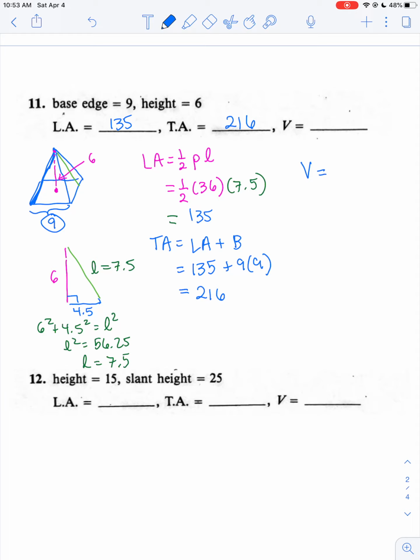Your volume is equal to 1/3 base times height. So our base we said was 81. Our height is 6. So our total volume is 162.